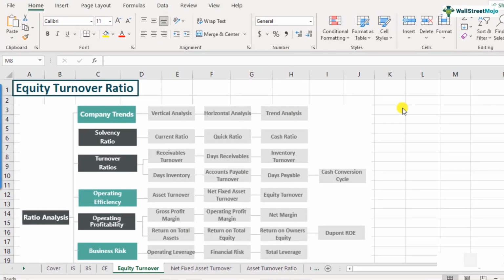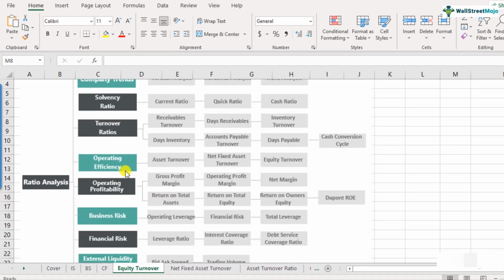What is equity turnover ratio? Equity turnover ratio is a part of the ratio analysis framework, and it comes under the operating efficiency category. In our previous videos, we learned about the asset turnover ratio and the net fixed asset turnover ratio, and equity turnover ratio is more or less very similar to these two ratios. When we considered the asset turnover ratio, we said, let's find out how much the company generates in terms of sales per dollar of its asset investments.